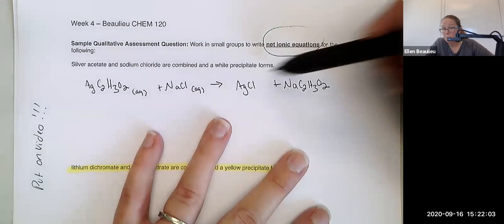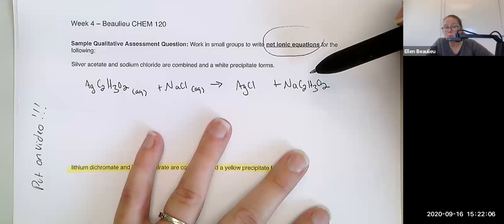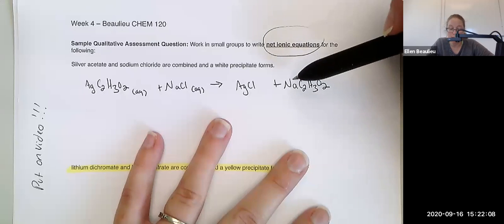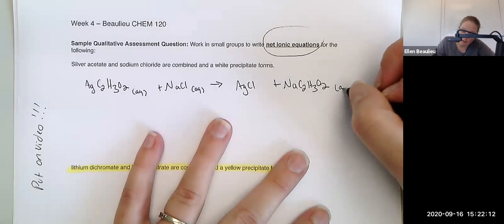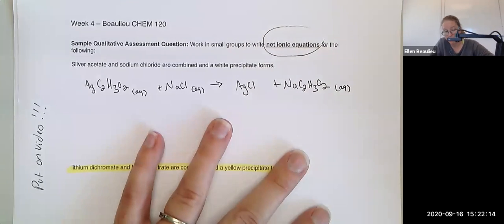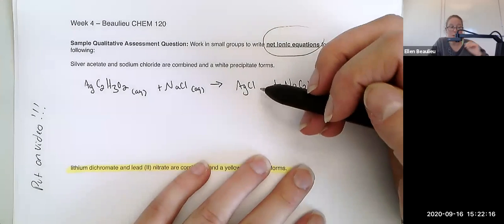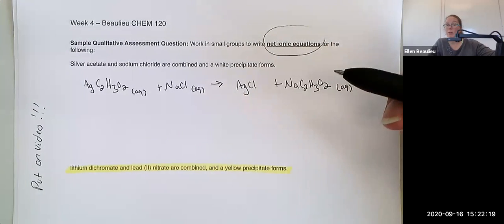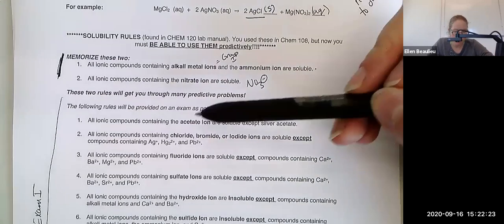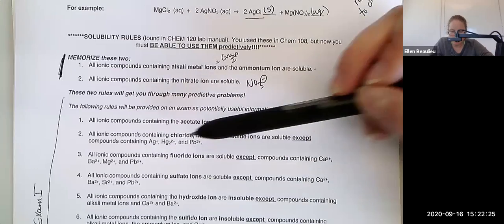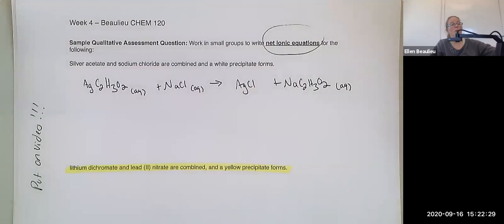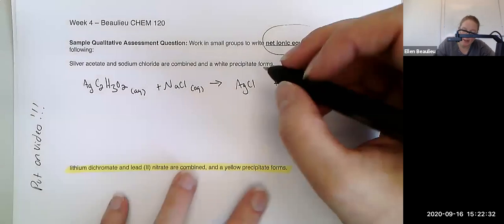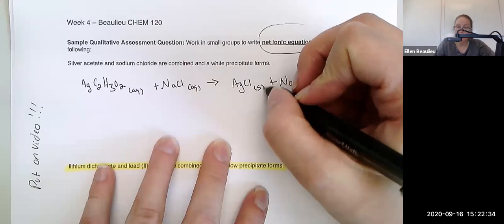Now, one of these is a precipitate. There's one rule I asked you to memorize, well, two rules I asked you to memorize. All alkali metal salts are soluble, so I think this is going to be a soluble compound, but I want to check my solubility rules and make sure this one is insoluble. So when I look at my solubility rules, all compounds with chloride are soluble except, and silver is an exception. So that silver chloride will be a precipitate. It will be a solid.